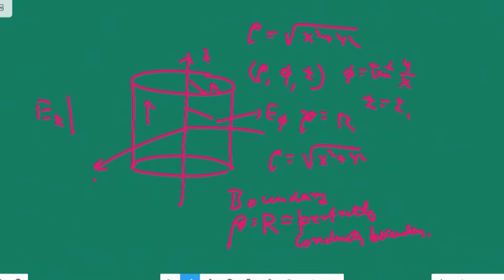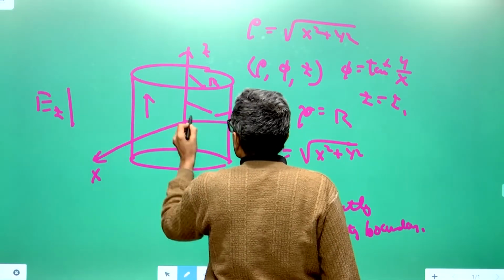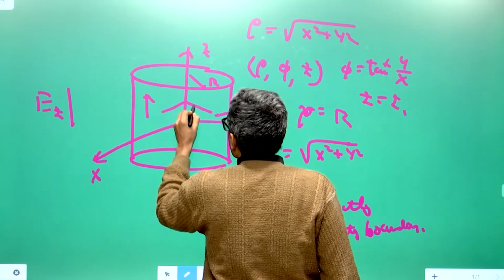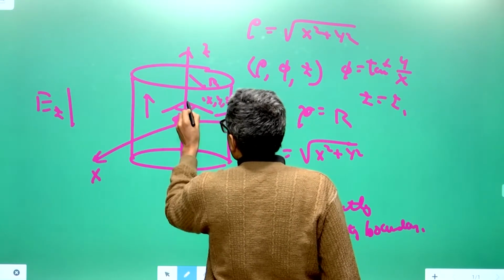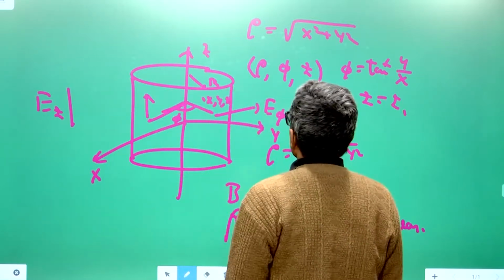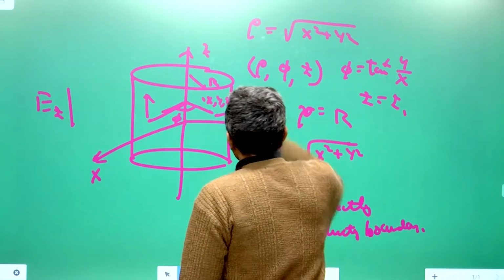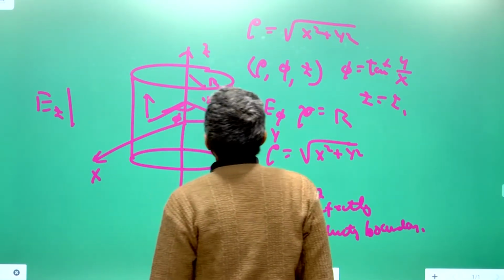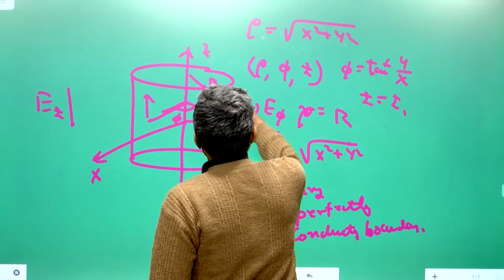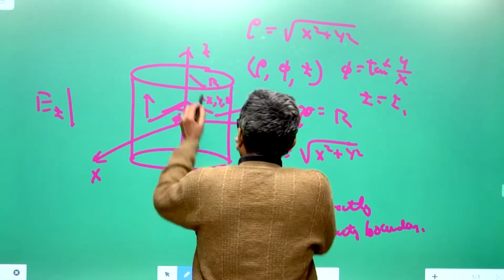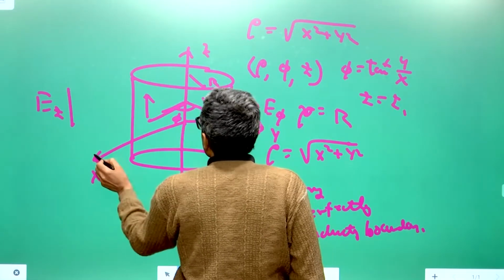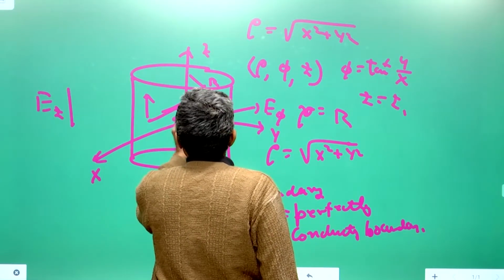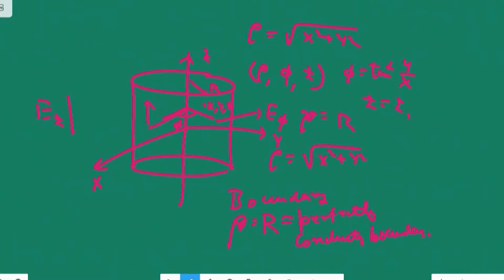So, this is the x axis, this is the y axis, and this is the z axis, and this angle is phi. So, if this is x y z, this angle is the angle made by the plane which contains the z axis and passes through the point x y z. The angle made by that plane with the xz plane is phi, and the distance of the point from the axis is rho, which is square root of x square plus y square.